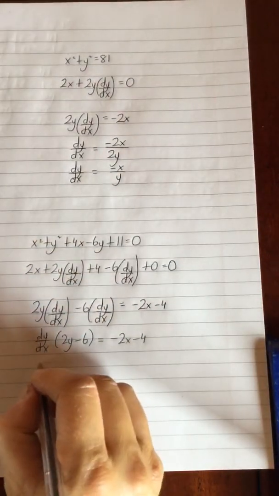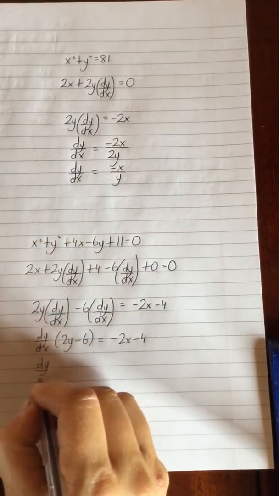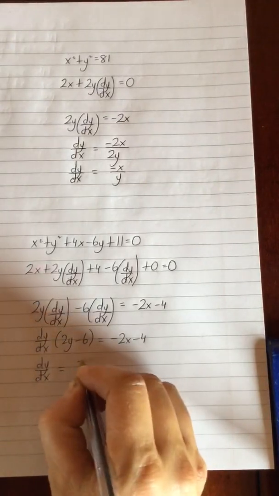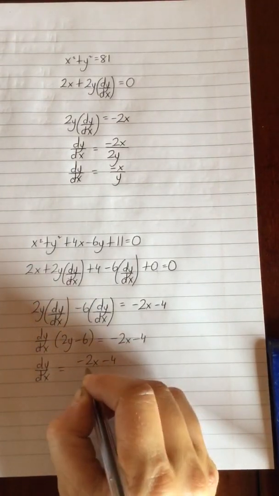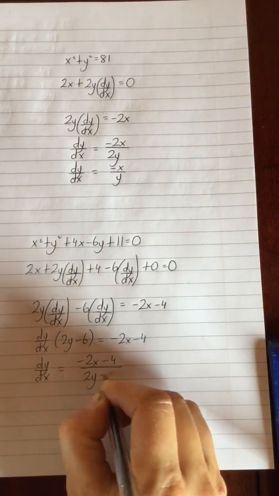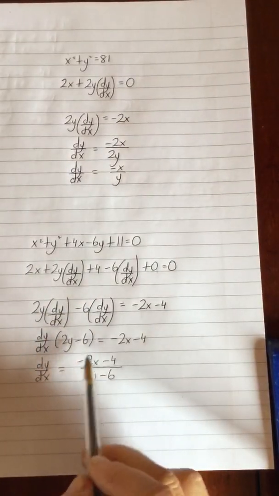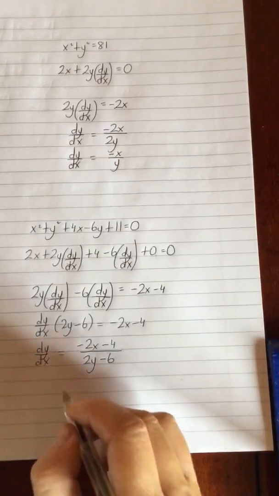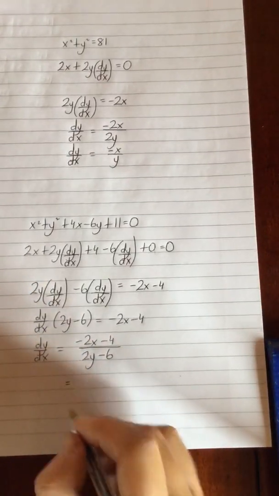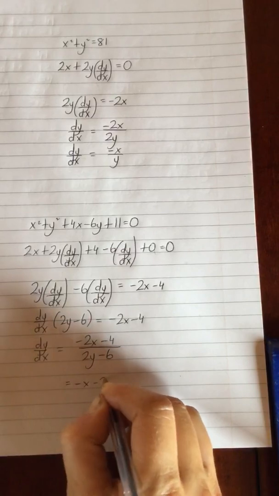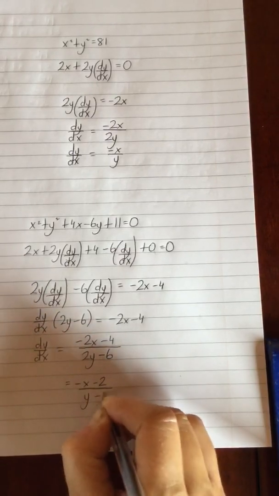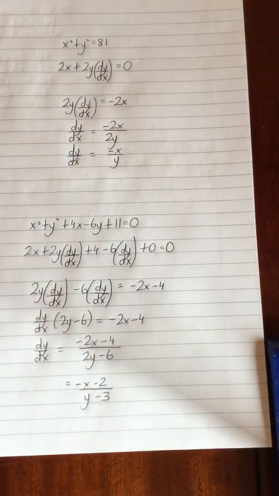So dy dx by 2y minus 6 is going to equal minus 2x minus 4. And then finally you'll divide across by your 2y minus 6, so you'll have dy dx will equal minus 2x minus 4 over 2y minus 6. If you want to, you can divide everything by 2 because 2 will divide into absolutely everything over here. You don't have to, but if you want to, you can. If you did, you'd end up with minus x minus 2 over y minus 3. It's up to you.